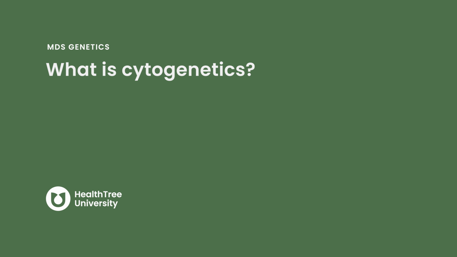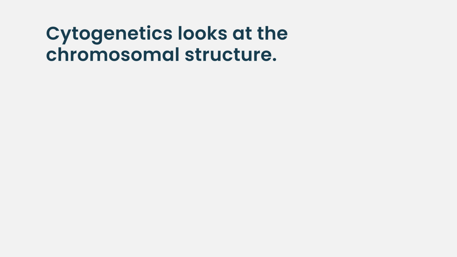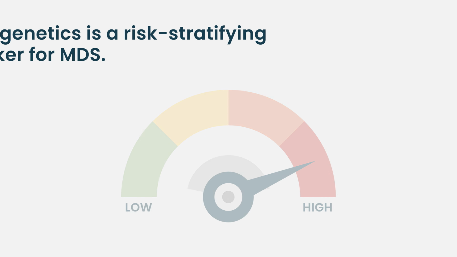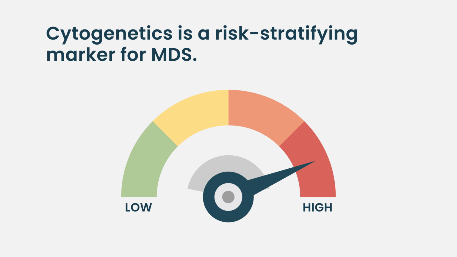What is cytogenetics? Cytogenetics looks at the chromosomal structure, generally in the bone marrow cells. Before we had mutations that we would look for in individual genes, cytogenetics were really the only marker, or one of the markers, that we used to risk stratify MDS.